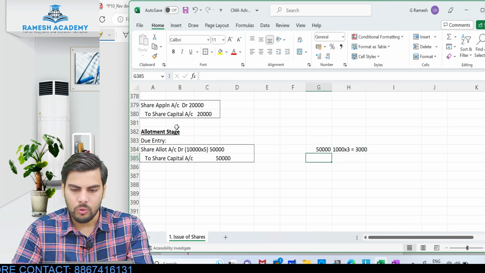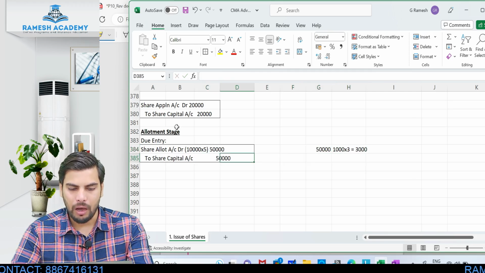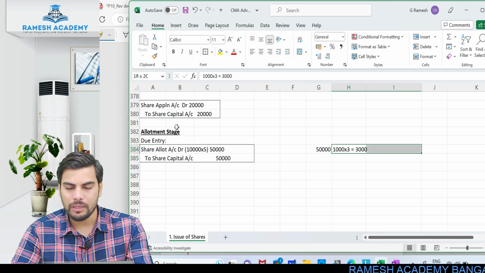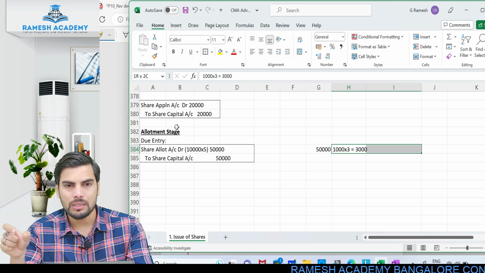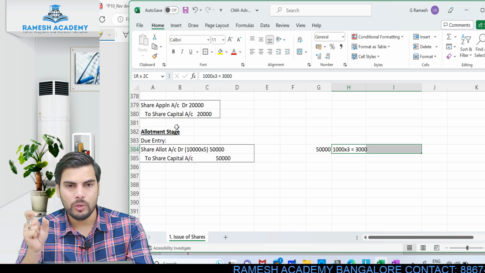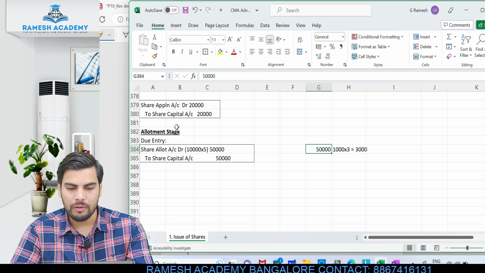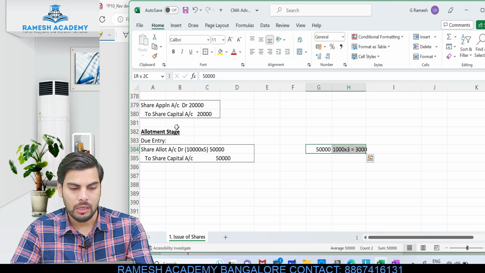So effectively at the time of allotment, I'm not collecting just the allotment money. 50,000, no doubt, yes, we are collecting, but along with this 50,000, I'm also receiving this 3,000 rupees. What does this 3,000 rupees represent? This 3,000 is nothing but the first and final call money of Mr. A. Mr. A is holding 1,000 shares, right? So first and final call, we are supposed to collect 3 rupees. So totally we would have collected 53,000 rupees.